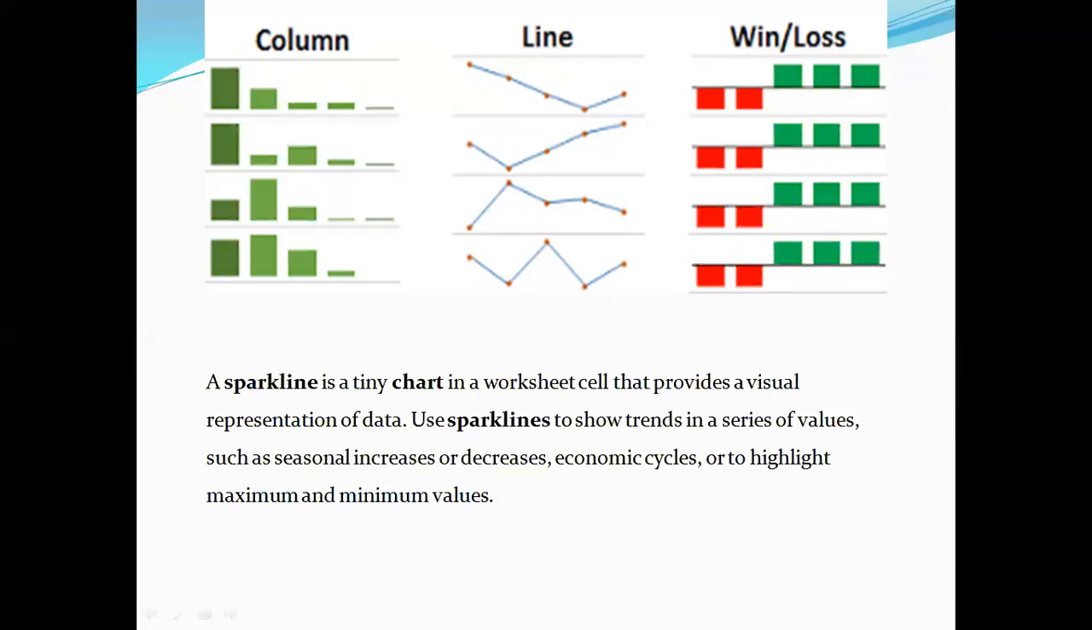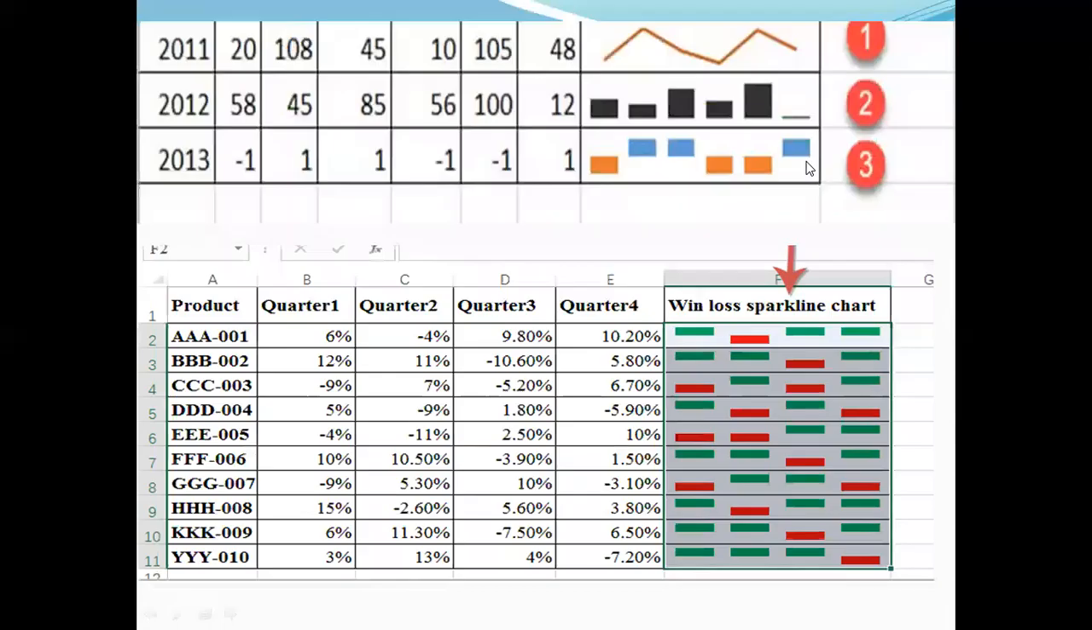Column, line, and win-loss. You can see them easily at the Insert tab in Excel. I will show you how to plot it in the next lecture. You just have to remember the names right now: column, line, and win-loss. These three types of graphs you can look at. This is a column, this is a line, and this is win-loss. Now I will show you the example.